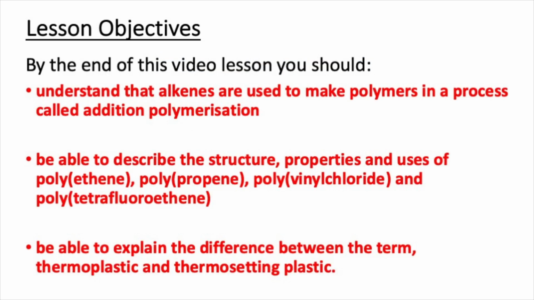By the end of this video lesson, you should understand that alkenes are used to make polymers in a process called addition polymerisation. You should be able to describe the structure, properties and uses of polyethene, polypropene, polyvinyl chloride and polytetrafluoroethene. And you should be able to explain the difference between the term thermoplastic and thermosetting plastic.